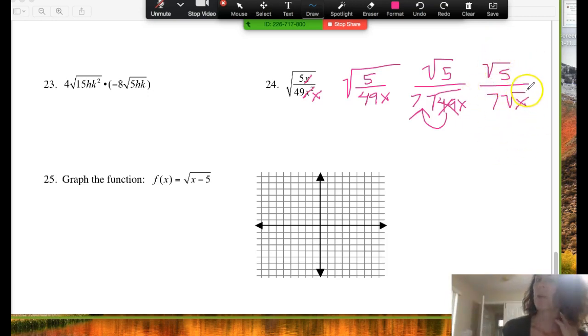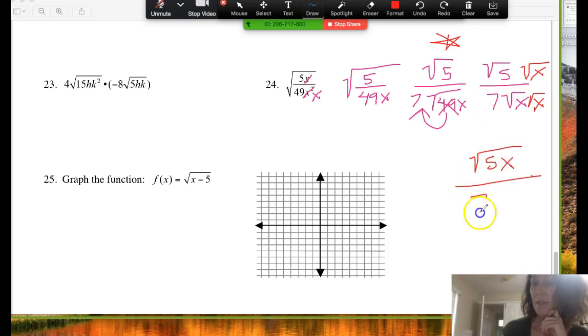However, remember, you cannot have radicals on the denominator. You have to rationalize, okay? You need to multiply top and bottom by the square root of x to get rid of that radical on the denominator. So if I multiply this by the square root of x, I'm left with square root of 5x, and on the denominator I'm left with 7.